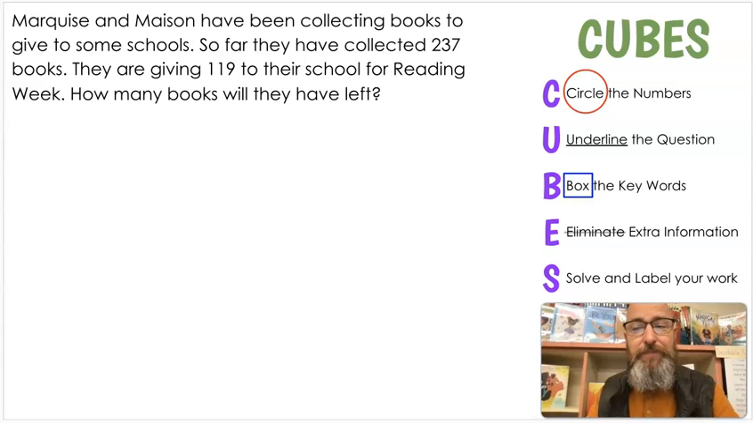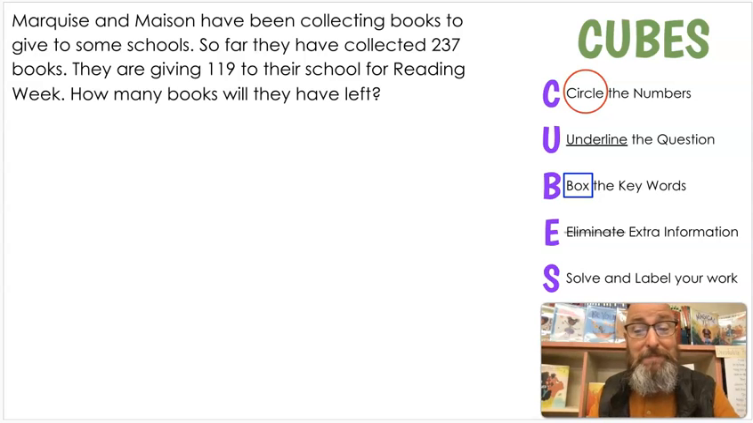So our next question, read this with me. Marquise and Mason have been collecting books to give to some schools. So far, they have collected 237 books. They are giving 119 books to their school for reading week. How many books will they have left?